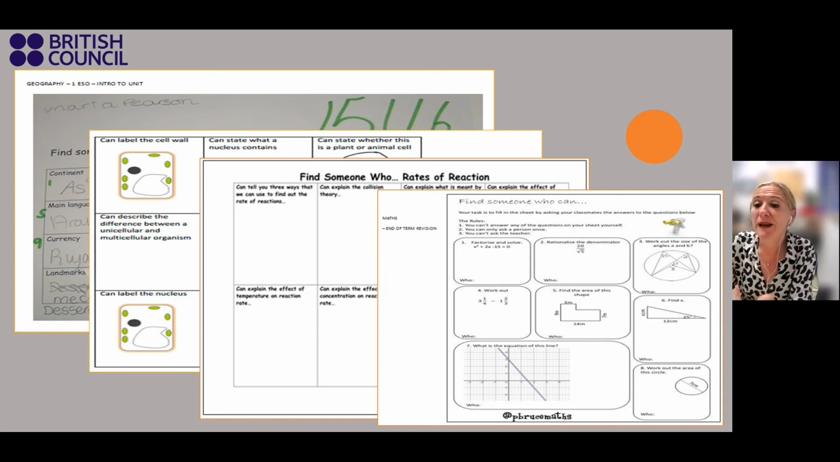Can you explain the collision theory? Okay, don't tell me, but tell your peer. See if you can find somebody who can explain the effect of concentration on reaction rates. Okay, go and ask them. Share your ideas, share your knowledge, talk to each other, express the knowledge that you know in your own terms. Maybe it's the end of term and we're doing some revision. Why do revision individually? Why not do revision around the class where they share what they know?